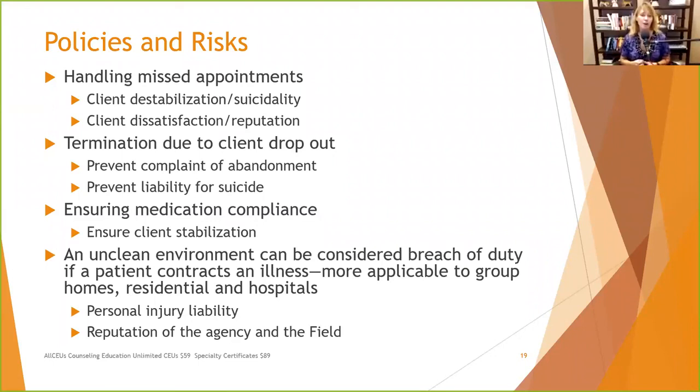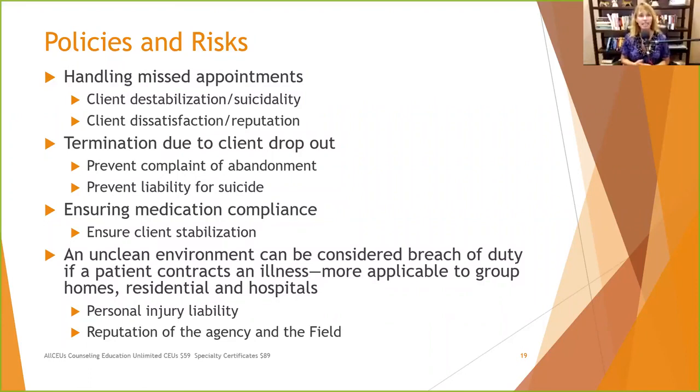You want to make sure you have policies for termination due to client dropout to prevent the complaint of abandonment. Make sure you send them a letter with referrals if you can't get in touch with them by phone. And prevent liability for suicide. If you've got a client on your caseload that you haven't seen in 2 months and they commit suicide, they are still technically under your care. So, bad stuff.